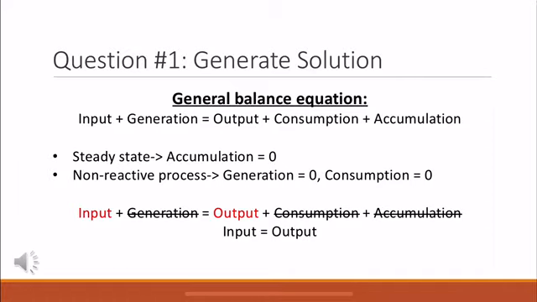We have our general balance equation: input plus generation equals output plus consumption plus accumulation. Since it's a steady state, our accumulation equals 0. Since it's a non-reactive process, our generation and consumption are also 0. We're going to cross those three out, and we are left with input and output, so they equal each other.